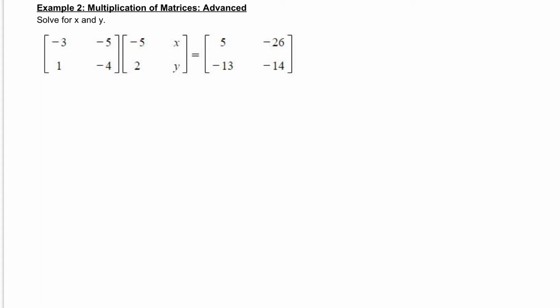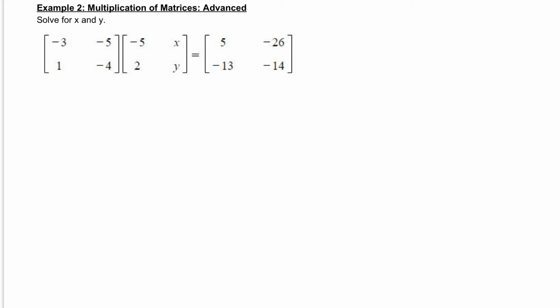In example 2, we're going to look at multiplying matrices to solve for a couple variables. So if we look at our first matrix, if we're multiplying it by our second matrix, we're looking to figure out what is x and what's y to produce this matrix over here on the right. So let's go through the multiplication.